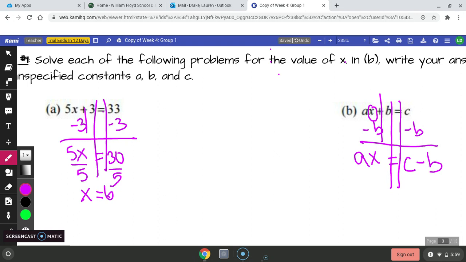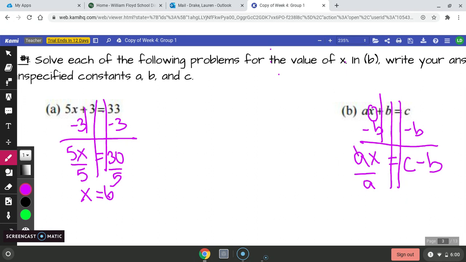Now I'm still trying to get this x by itself. It has the a in front of it, and remember in class we've asked you many times, when there is a number in front of a letter, what operation is it? Well, now I have a letter in front of another letter. It still represents the same operation, which is multiplication. So how do I undo multiplication? Division. Just like I divided by 5 over here, because that was the number in front of the x, I'll divide by a over here because that's the letter in front of the x.